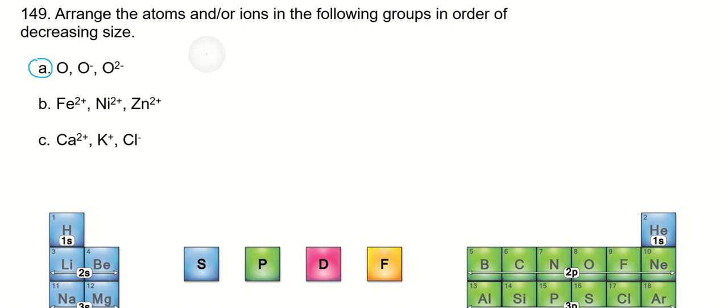So in decreasing size, we got the O2− oxide anion is larger, and then the 1 negative oxide, and then the neutral oxygen atom.